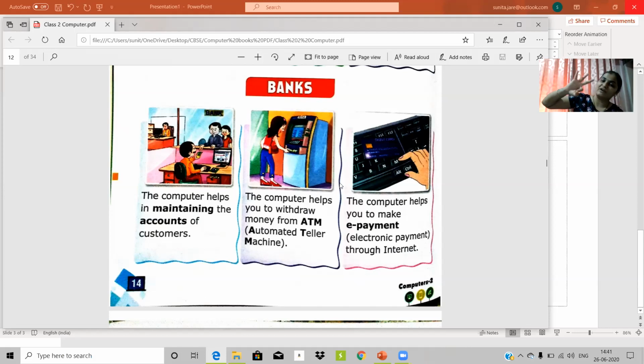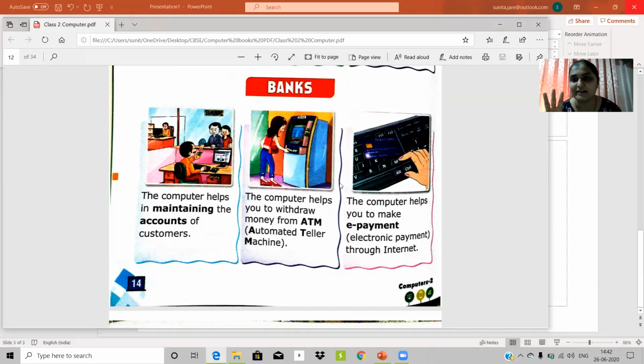So yes, there are three uses we have seen in the banks for what purpose computer is used. So first is, repeat after me, maintaining the accounts of customers. Maintaining the accounts of customers. Second, to withdraw money from ATM, that is automated teller machine. And third, to make e-payment. To make e-payment, that is electronic payment. Very good. Very good.